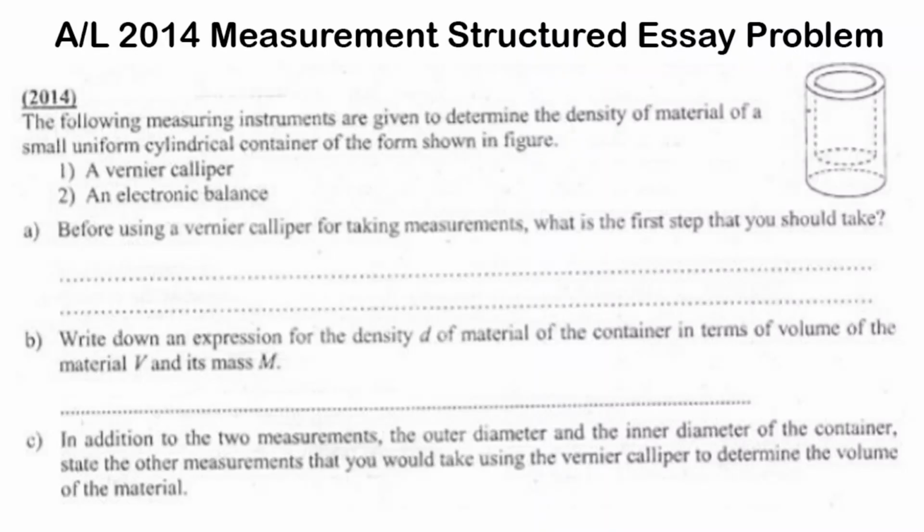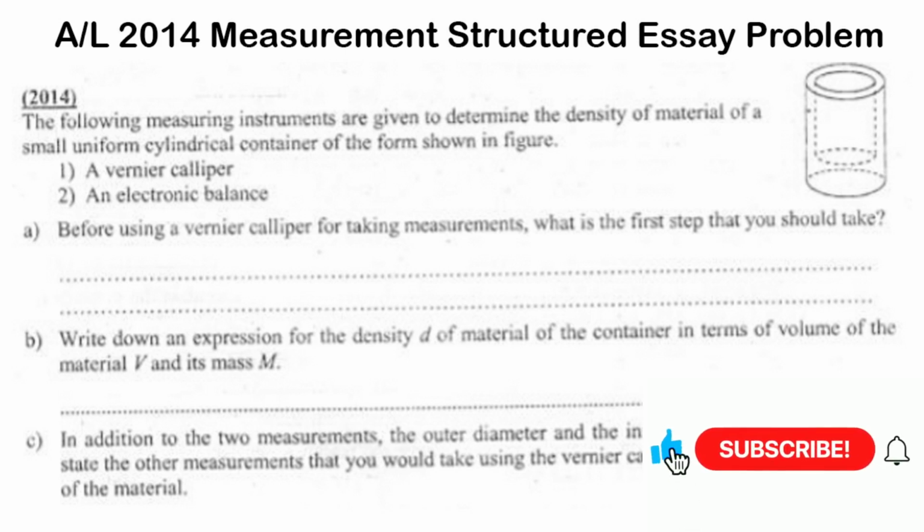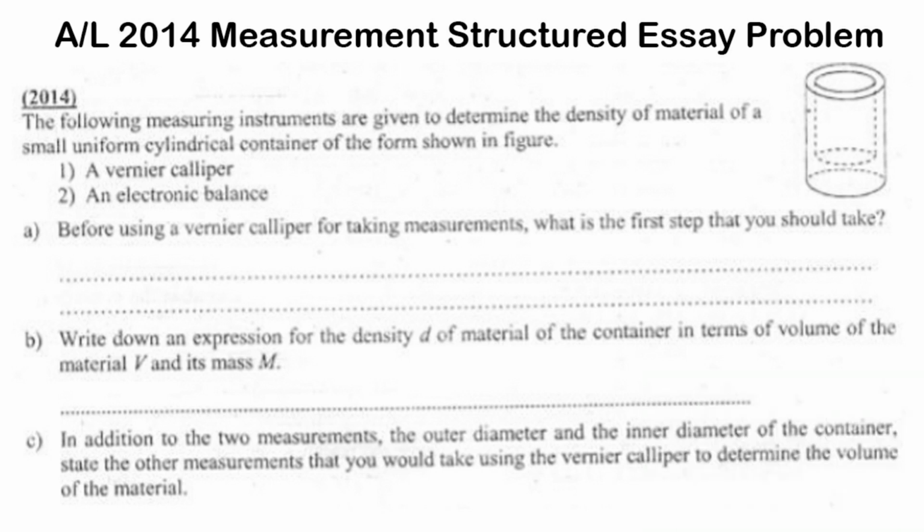It is the 2014 structured essay problem. The following measuring instruments are given to determine the density of a material of a small uniform cylindrical container of the form shown in the figure. Part 1, a vernier caliper. Part 2, an electronic balance.